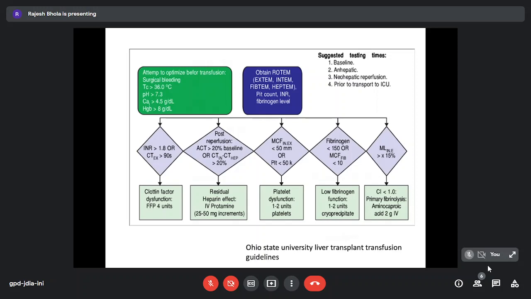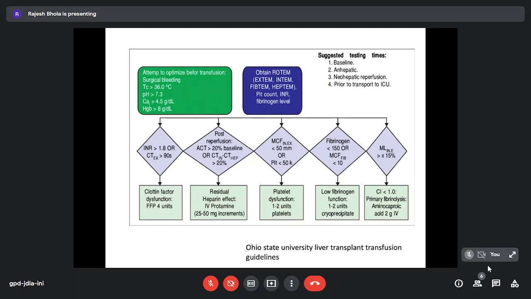If you look into the maximum lysis more than 15%, that is fibrinolysis; hyperfibrinolysis is there. So you can correct hyperfibrinolysis by giving antifibrinolytics like aminocaproic acid 2 gram IV. So the theory is simple.